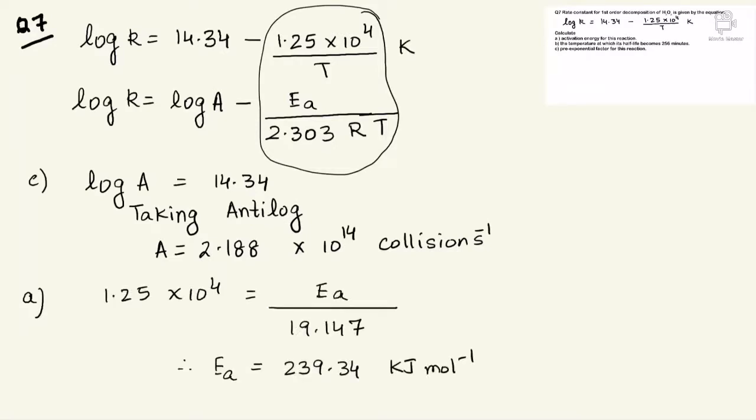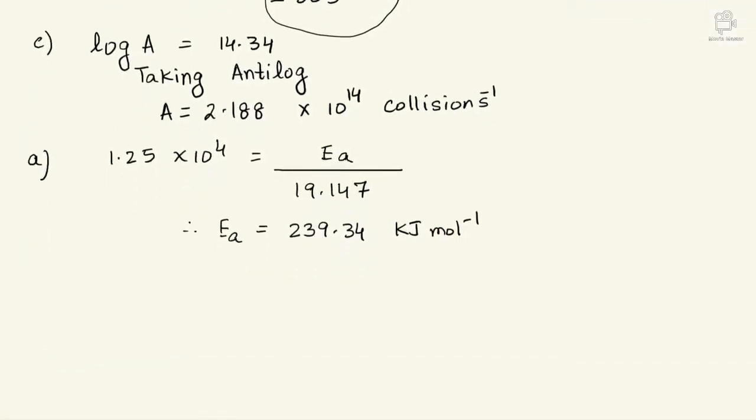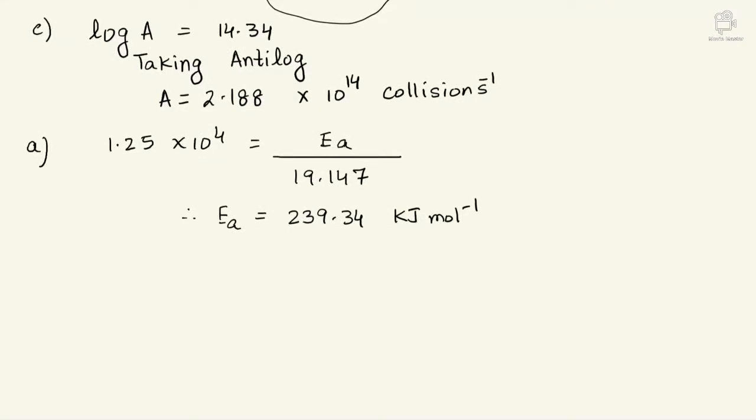You get the value of activation energy as 239.34 kilojoule per mole. Good going so far. Now we have to come down to the second part, the B part, which some of you must have got very easily if you have been revising the equations thoroughly, right?